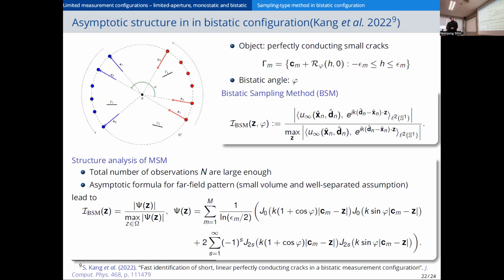Now, finally, we consider the bistatic configuration. Bistatic means that the receiver antenna and transmitter antenna are separated by some range, and this set of antennas moves around the object. In this paper, we consider a perfectly conducting small crack, not a small object, a small crack. And in this case, we suggest the bistatic sampling method like this one. We adopt another test function like this one. And from the structure analysis result, we can obtain this analysis.